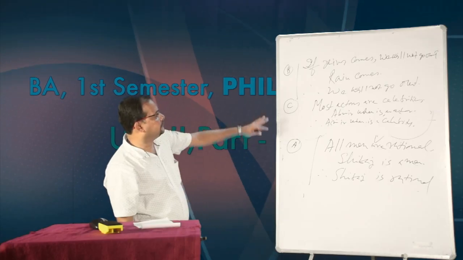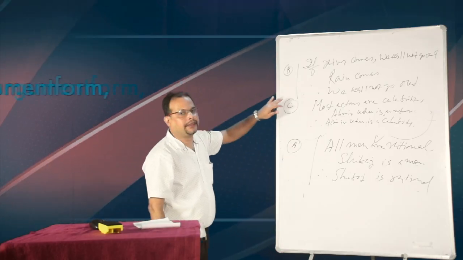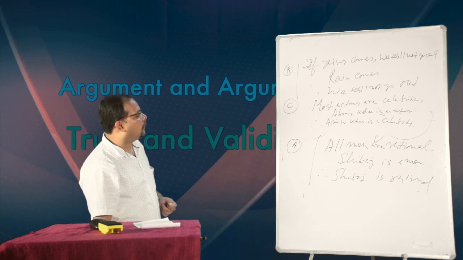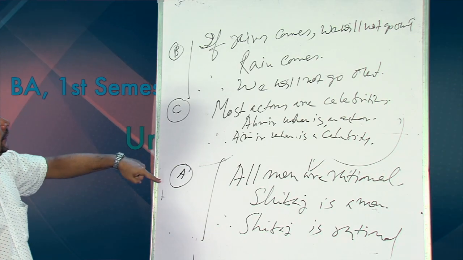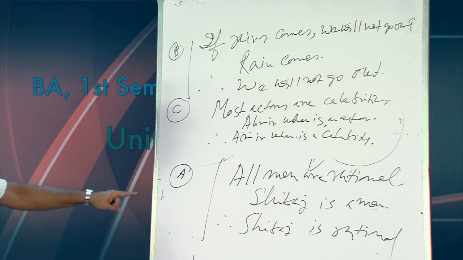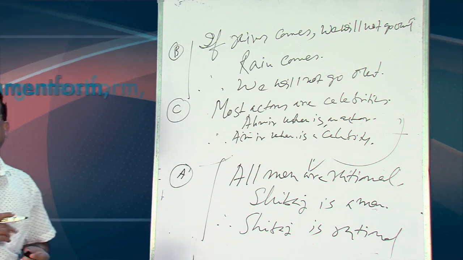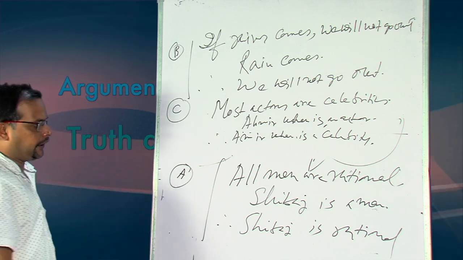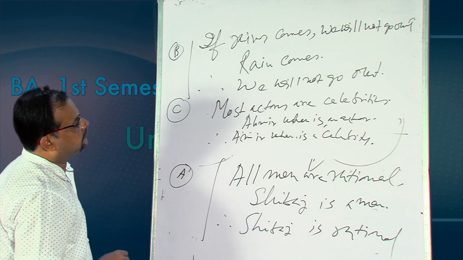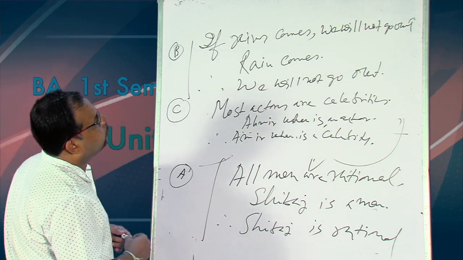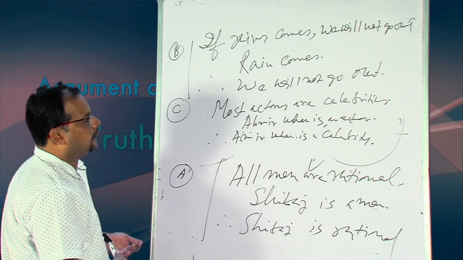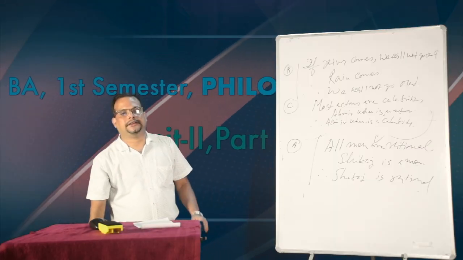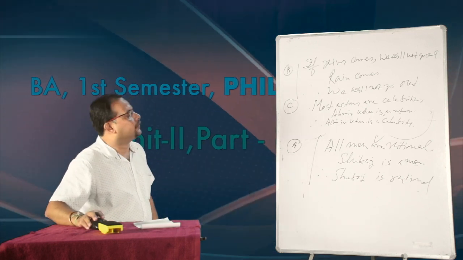Now you see, dear learners, these three examples, A, B, and C. The first two examples show that premises imply the conclusion, which is necessarily derived from the premises. It means the conclusion, the first one, that Shivaji is rational, and the second one, we will not go out, is necessarily derived from the two premises. And the third one, the premises also support the conclusion.